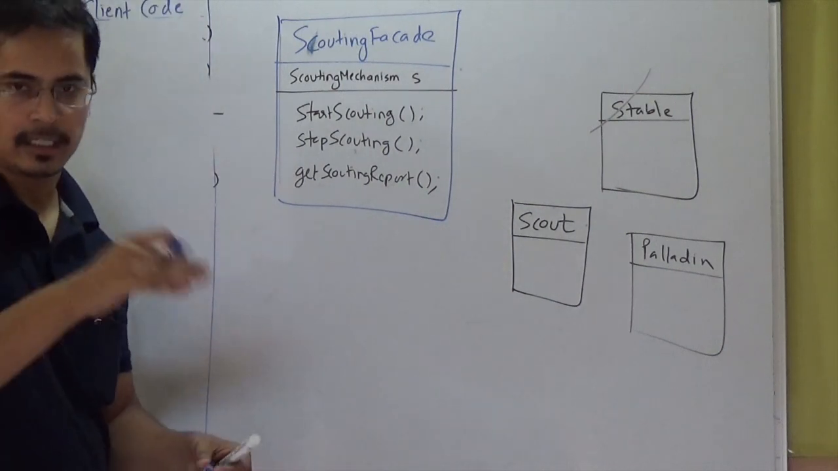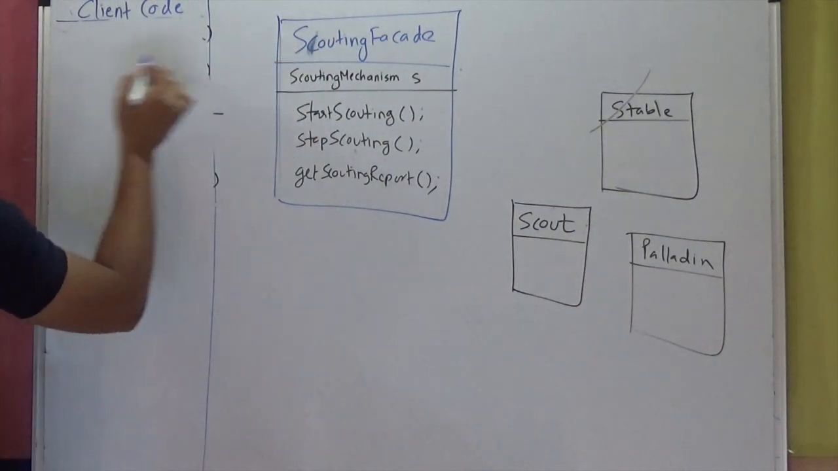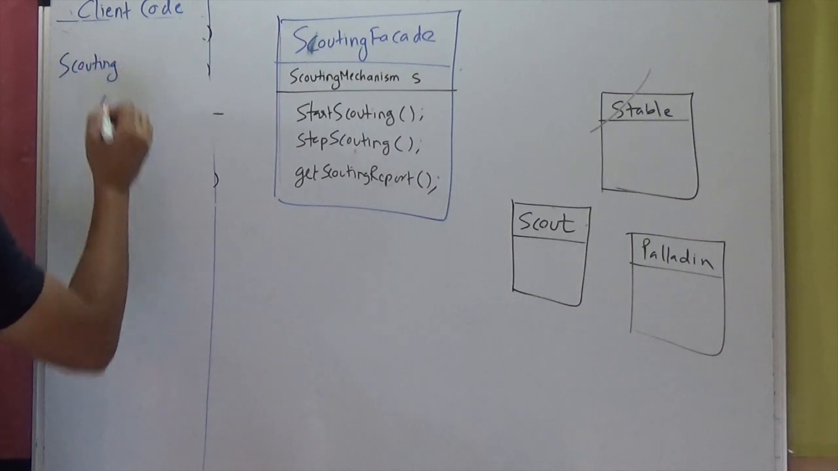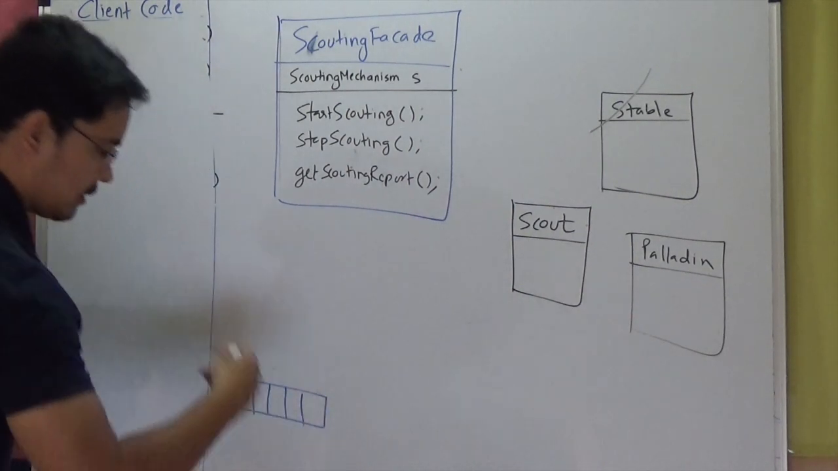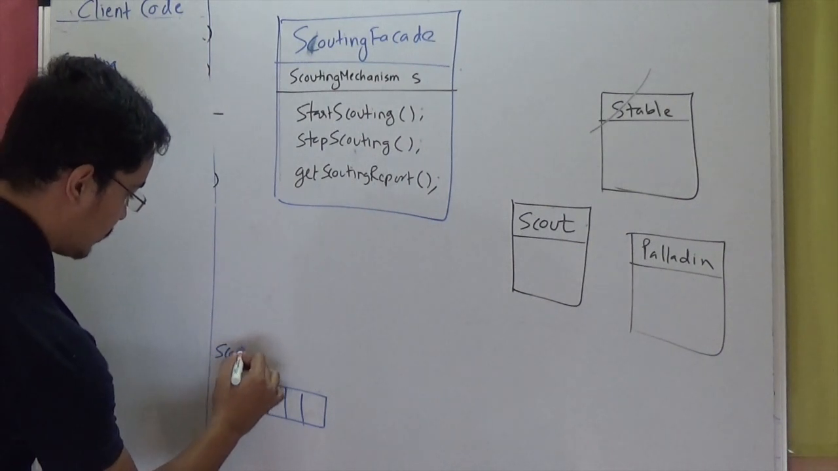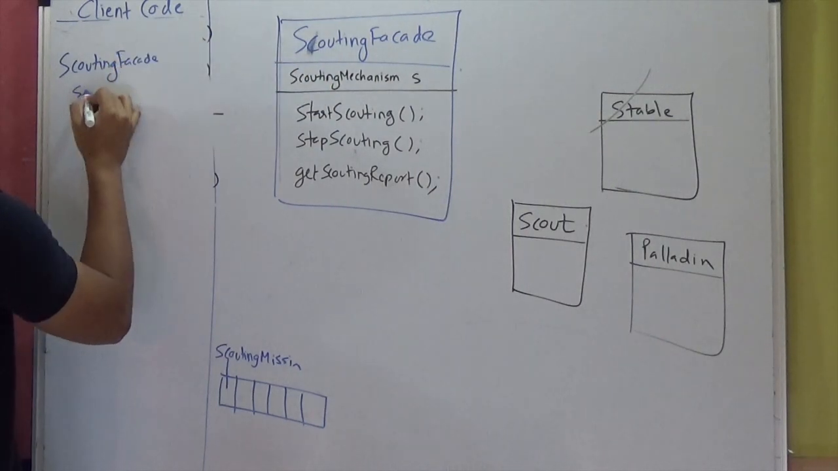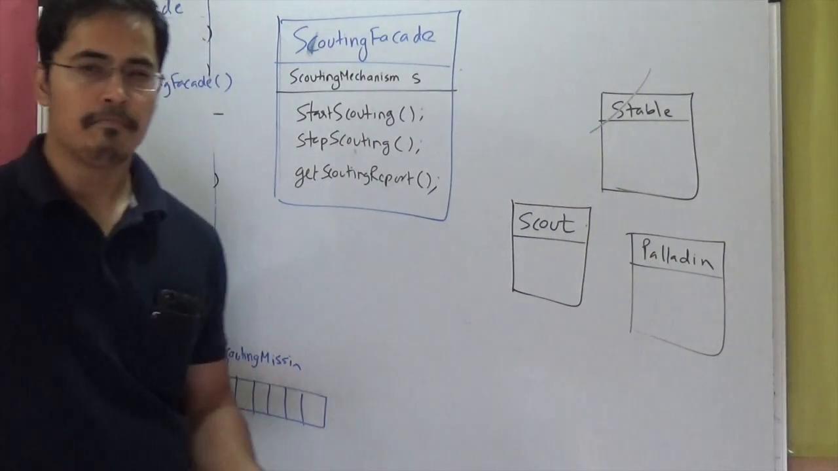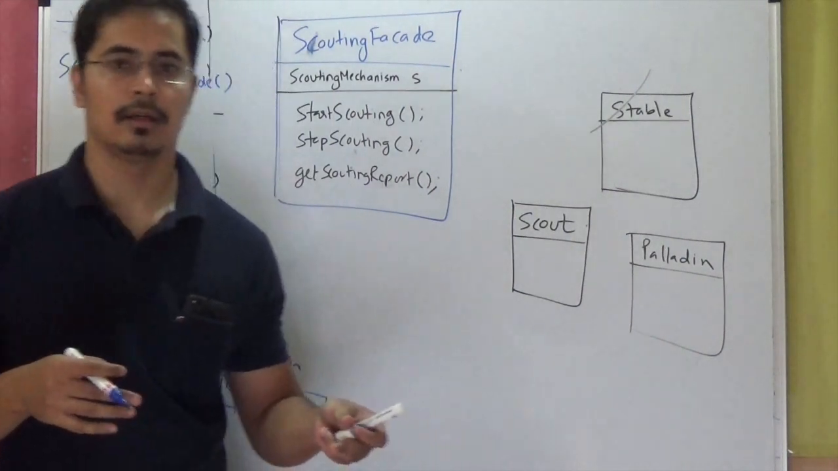Code will be dependent on the actions taken by the player, the end user. So I'll just create a scouting facade. There will be a toolbar on the bottom of the screen for the user, and he just has to select the scouting mission. It will create a scouting facade object, s equal to new scouting facade.